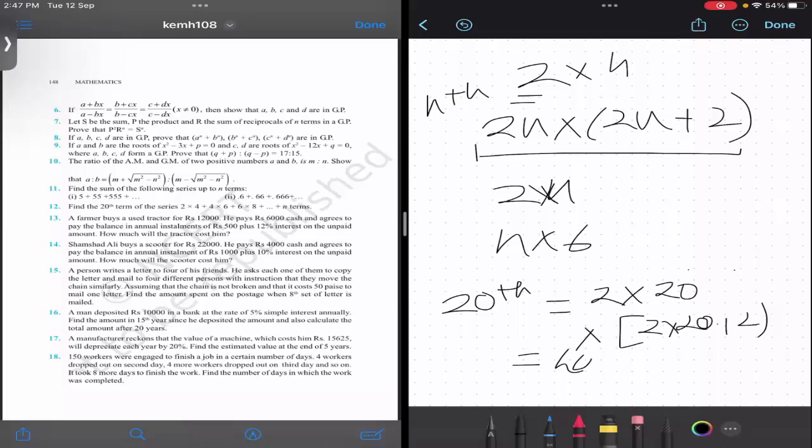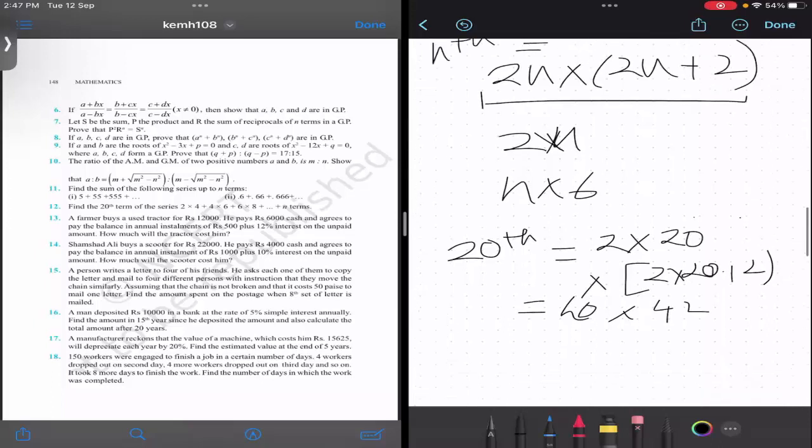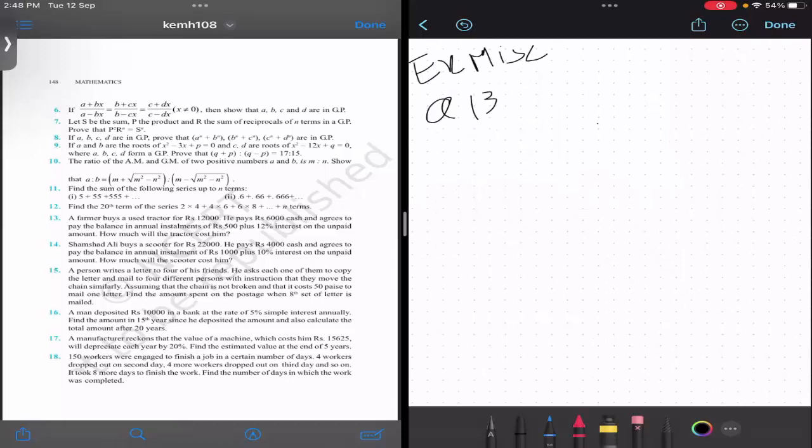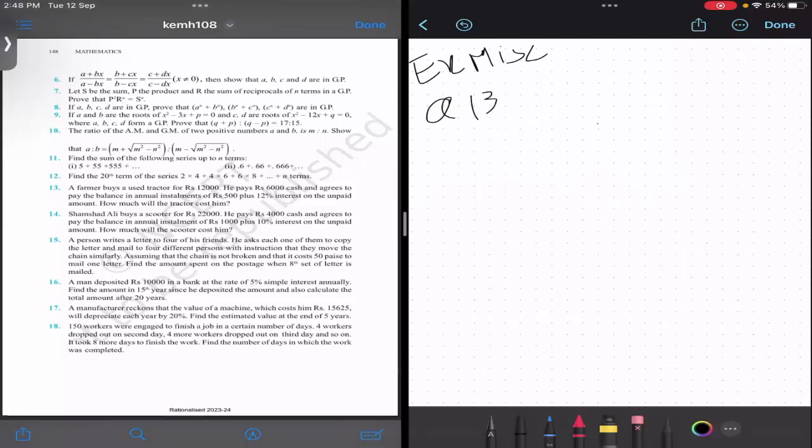So here you would have 40 into 42, and that is finally going to come out to be 1680. Right. So that was the answer for question number 12. Moving on to question number 13, we have been asked, a farmer buys a used tractor for 12,000 rupees. He pays 6,000 cash and agrees to pay the balance amount in annual installments of 500 plus 12% interest on the unpaid amount. How much will the tractor cost him?